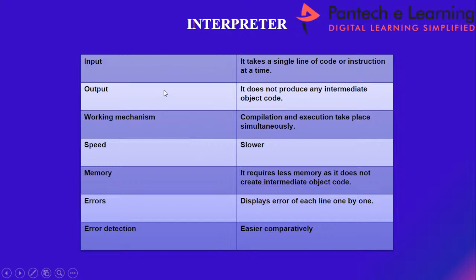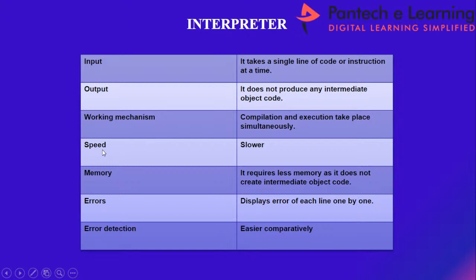It takes a single line of code or instruction at a time. So line by line it is going to check. Whenever we are developing anything, it does not produce any intermediate object code. And in the working mechanism of an interpreter, compilation and execution take place simultaneously. Clear with this? So all these are the different units that are present in an interpreter.